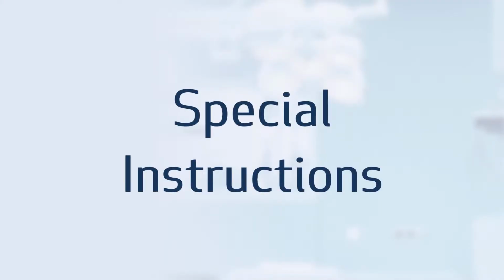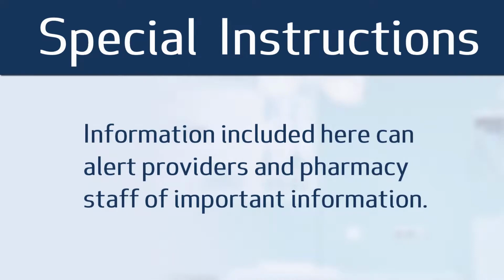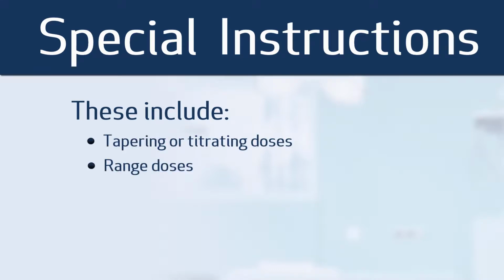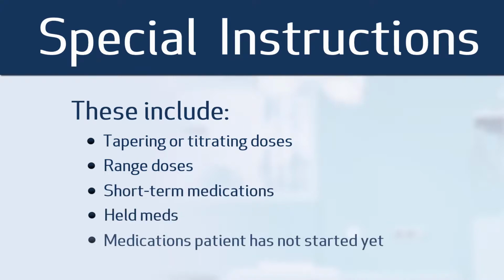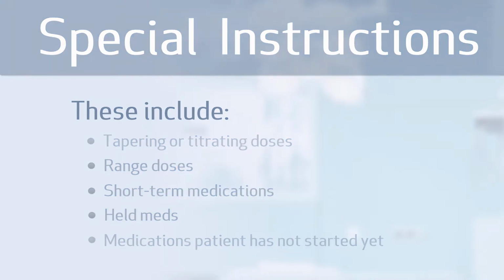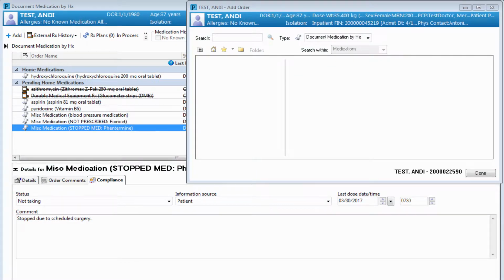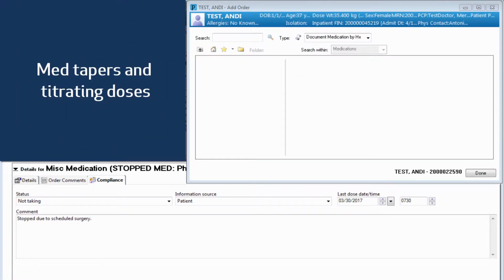There are certain types of medications where using the special instructions field is particularly important. Information included here can alert providers and pharmacy staff of important information. These include tapering or titrating doses, range doses, short-term medications, held meds, and medications the patient has not started yet. Let's cover each one of these briefly, starting with med tapers and titrating doses.